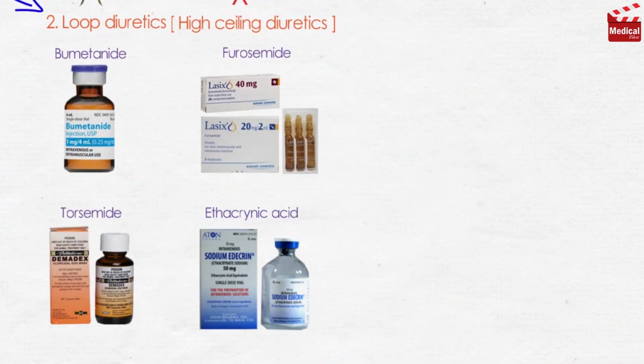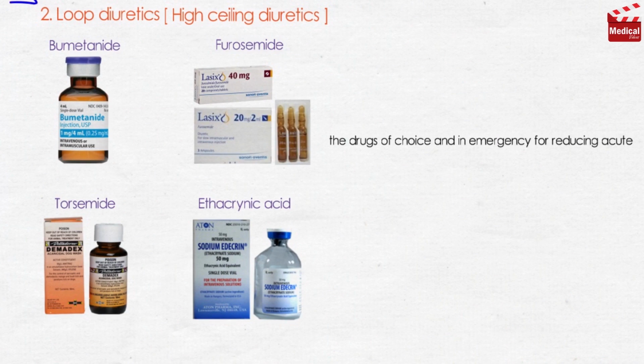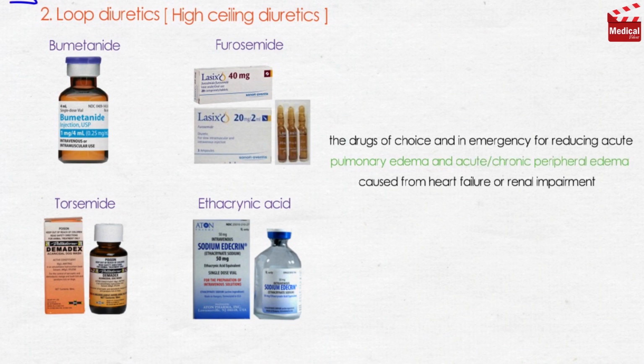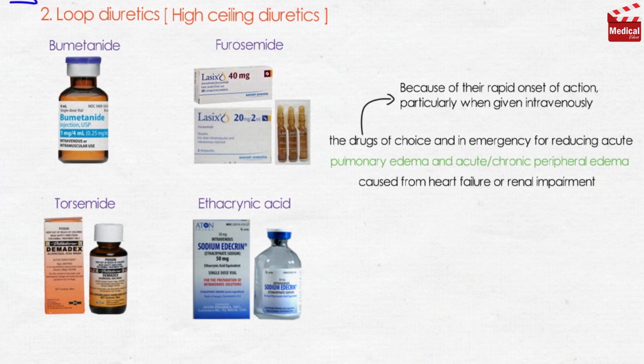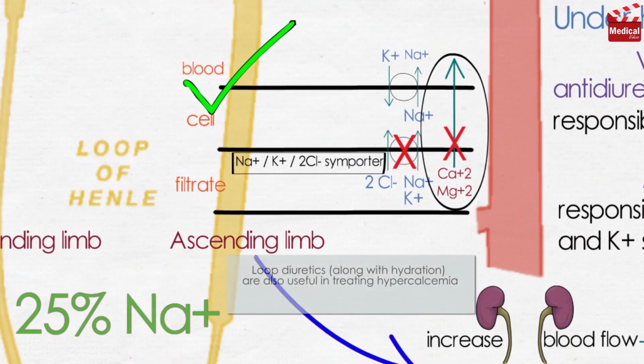The loop diuretics are the drugs of choice and are useful in emergency, for reducing acute pulmonary edema and acute or chronic peripheral edema caused by heart failure or renal impairment, because of their rapid onset of action, particularly when given intravenously. Loop diuretics, along with hydration, are also useful in treating hypercalcemia, because they stimulate tubular calcium excretion. They are also useful in the treatment of hyperkalemia.